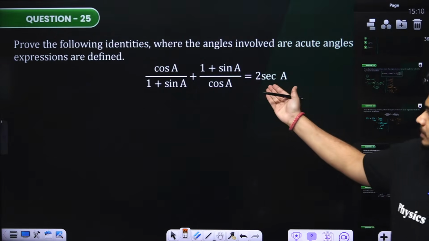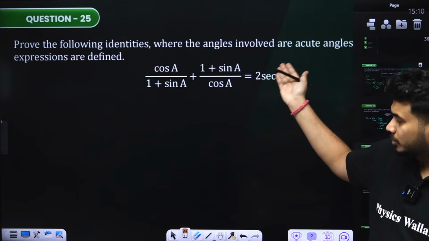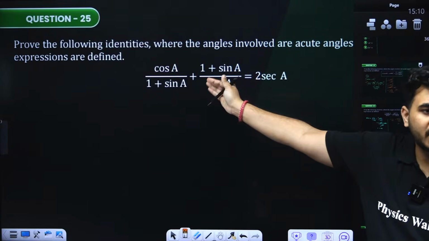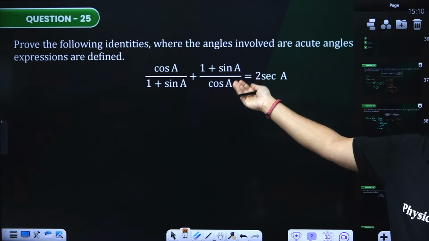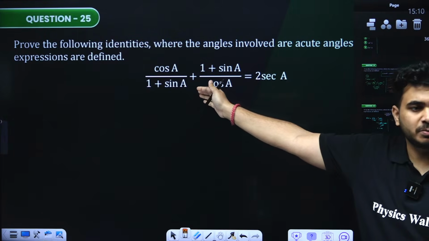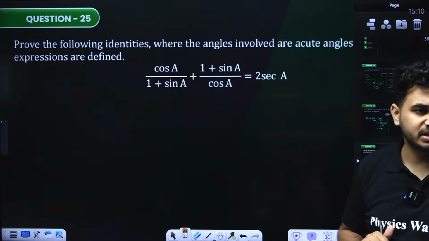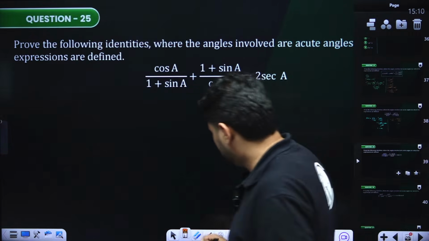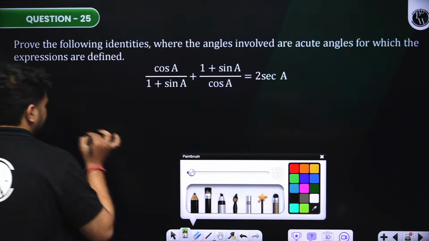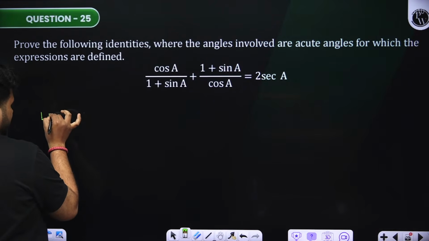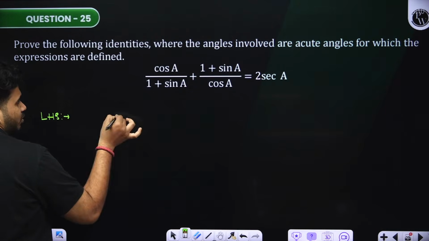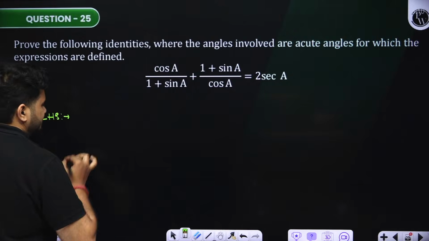Again see, taking the RHS and modifying it is very difficult. One single term modifying to so many terms is definitely difficult, but simplifying this to this is very easy. So go with LHS. I have given a hint, I am giving 2 minutes. Do it fast. You need to take the LCM obviously.